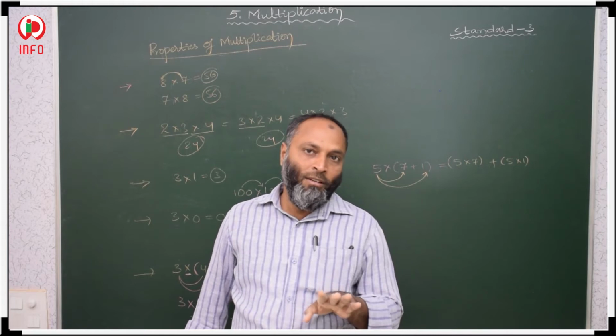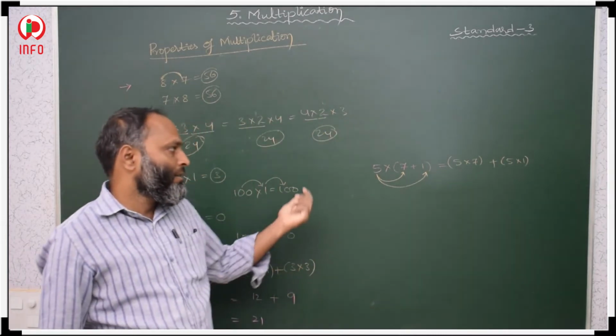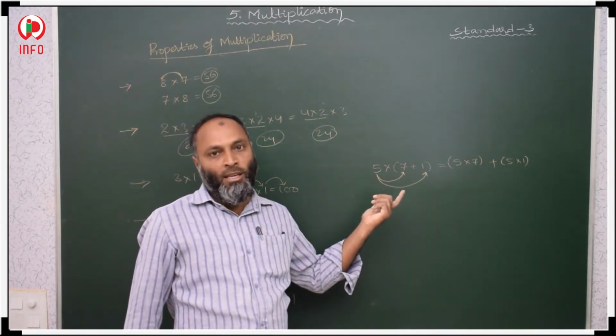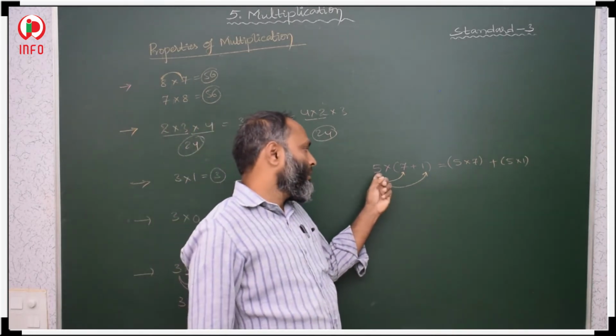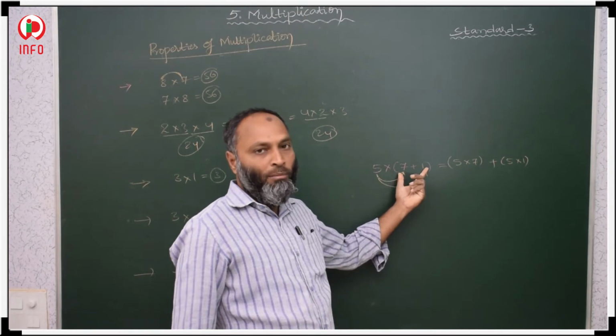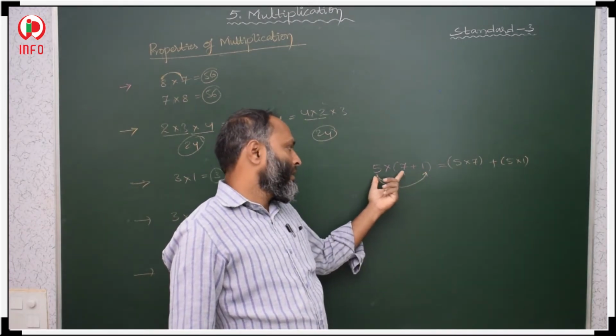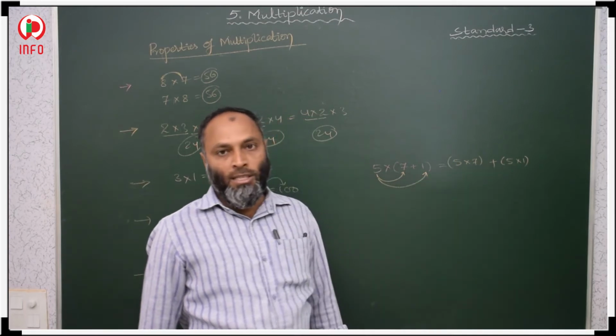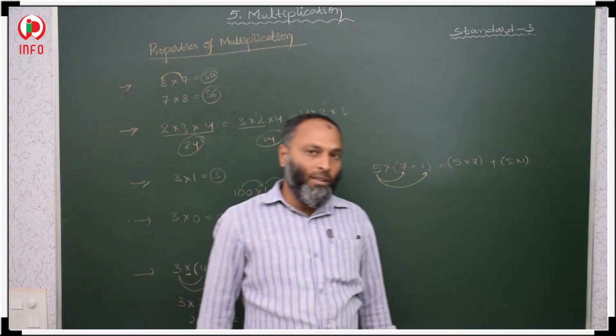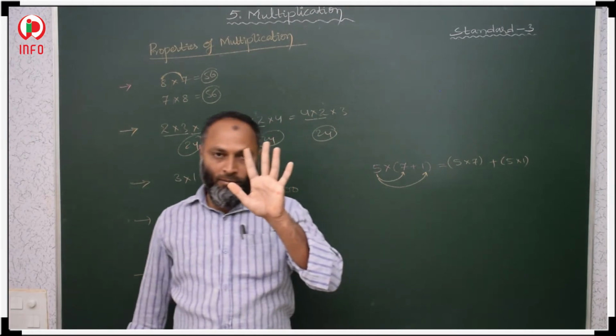And the fifth one, the distributive property: A into (B plus C) is equal to A into B plus A into C. It means if any number is multiplied with the sum of any two numbers, it is equal to the number into the first plus the number into the second. This is called the distributive property. These 5 properties are there in multiplication.